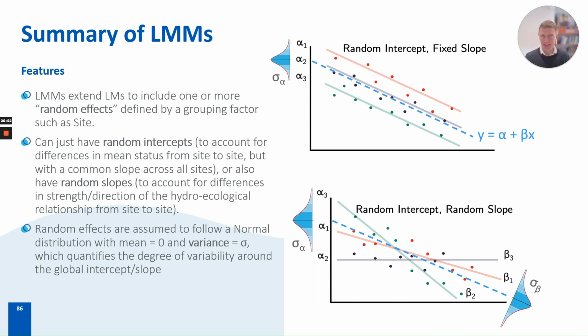Just to take a step back and summarise that then for a moment. Linear mixed effects models are basically an extension of simple linear models, and they include one or more what we call random effects, which is typically a grouping factor such as site. So site is a factor because it's categorical. We have data from several different discrete monitoring locations, and it's called a random effect. It's a slightly confusing term because essentially it means that we're interested in trying to describe the variability from one site to another.